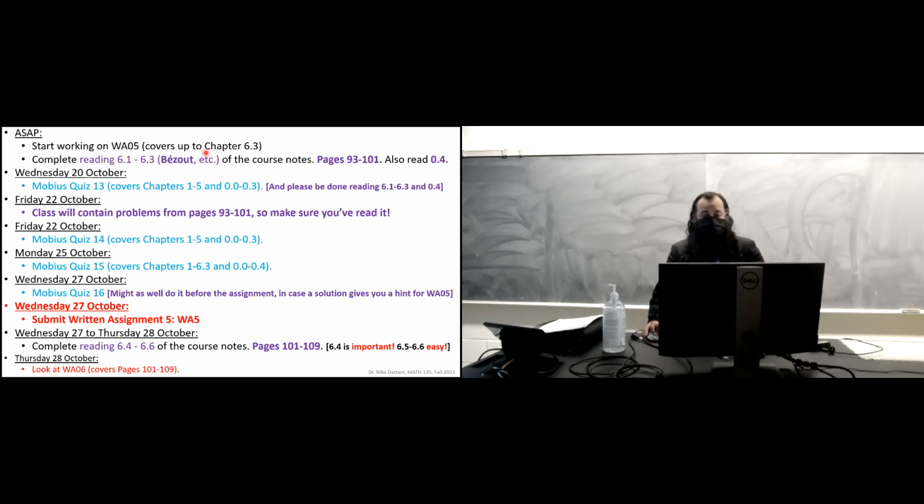This includes Bézout's identity. This is only 8 pages, so don't worry. It's really not that much reading. You also have to read 0.4 of the polynomial section, but that's about chapter 6.1 is the division algorithm for integers, and 0.4 is the division algorithm for polynomials, so they're very similar. Okay, so I think you should start reading this stuff as soon as possible.